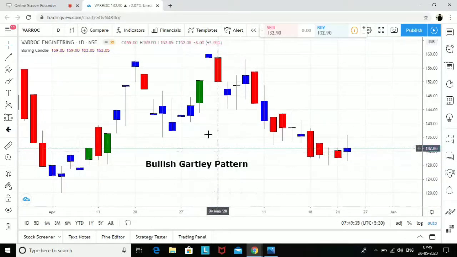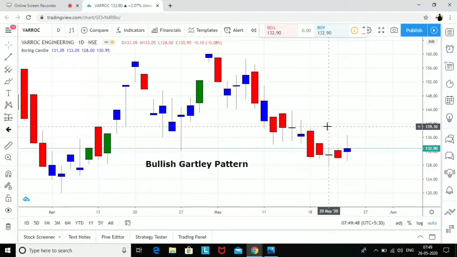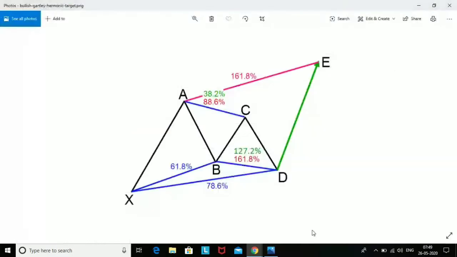So I'm on this website tradingview.com, and this is a daily chart of Varrock Engineering. Now, before I proceed showing you how it works and all, let me first show you the example of how we are supposed to spot the pattern. Okay, so this is the image of the bullish Gartley pattern.